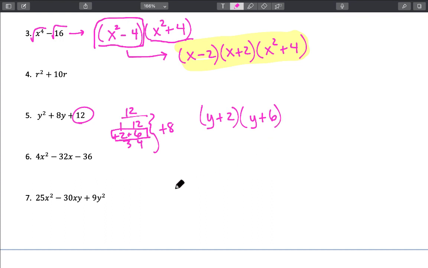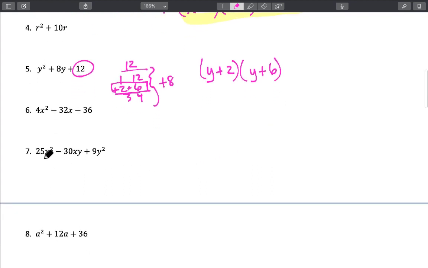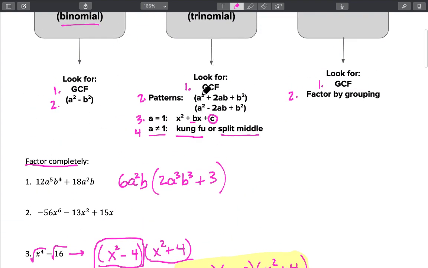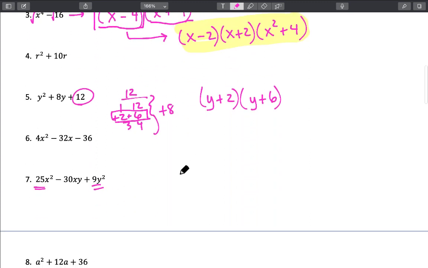All right, let's look down here at example 7. Again, we have 3 terms. It's a trinomial, and I notice that my first term is a perfect square, and so is my last term. And there's a minus sign in that middle term. So if I go back up here, this is actually going to fit into my pattern of first term perfect square, last term perfect square, with a minus sign in the middle, and it's 2 times a times b. So what are a and b?